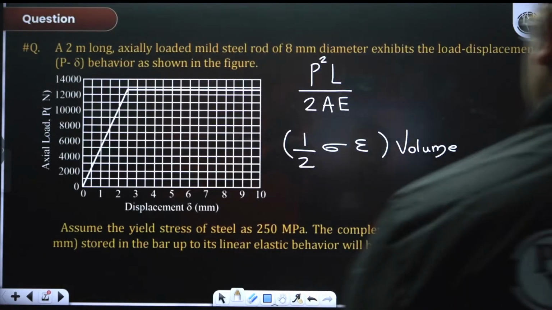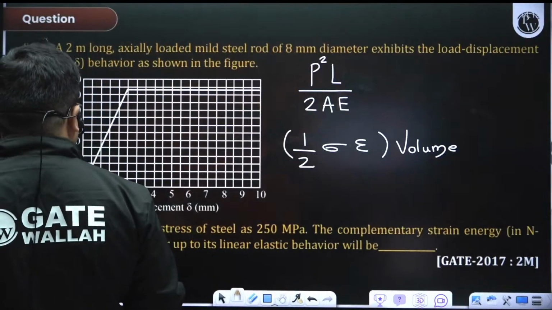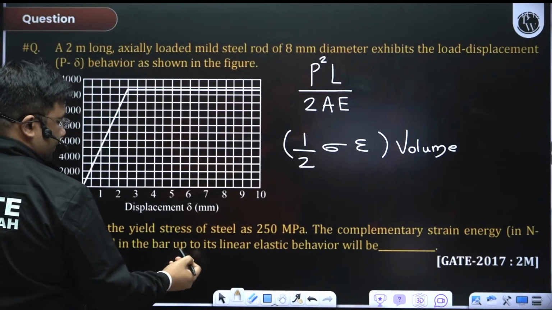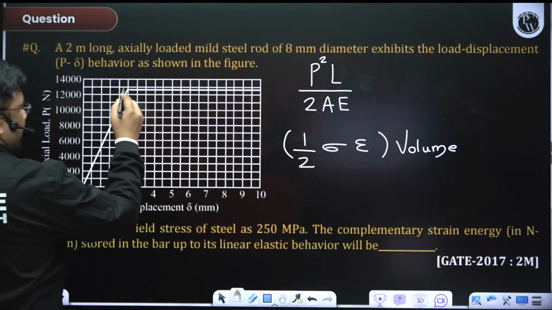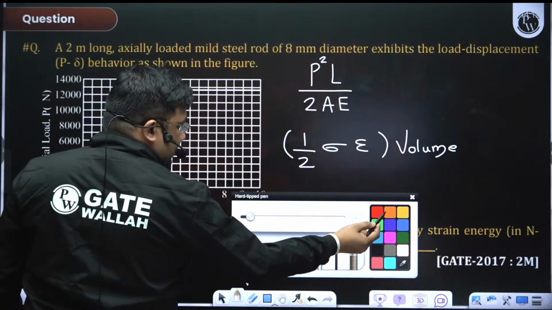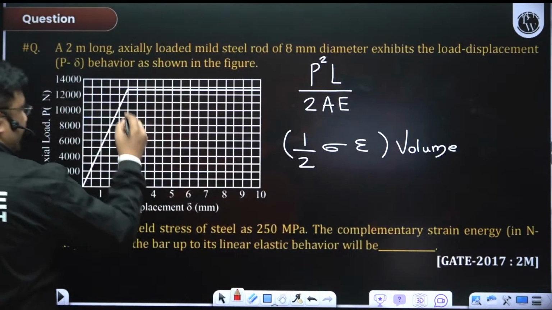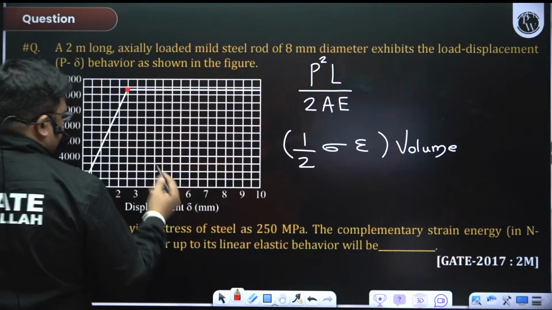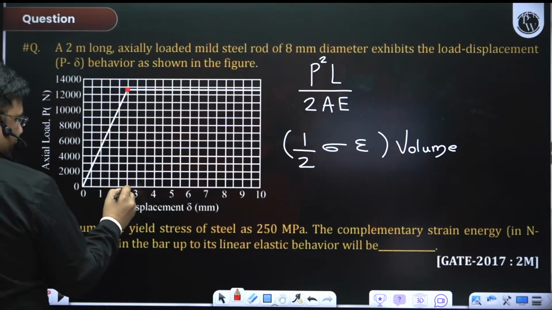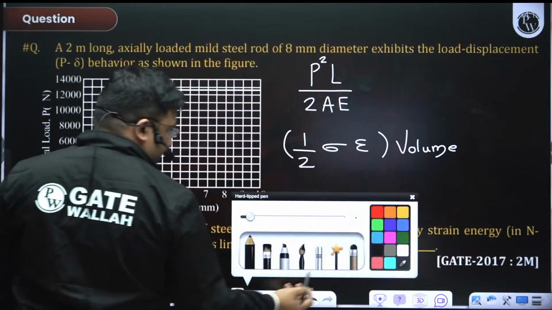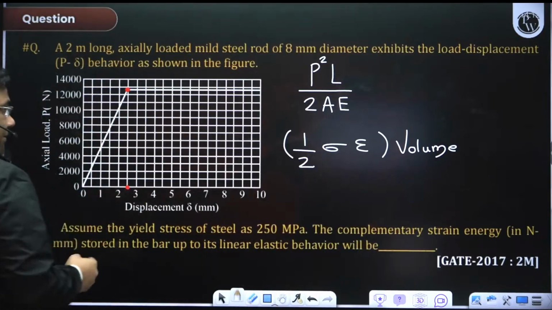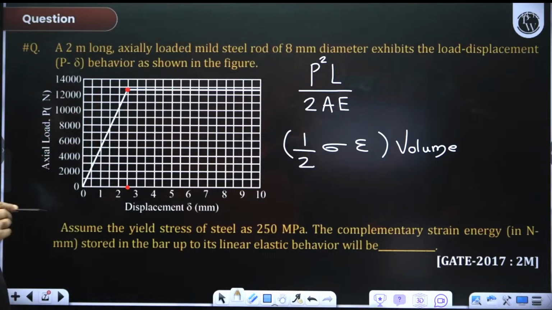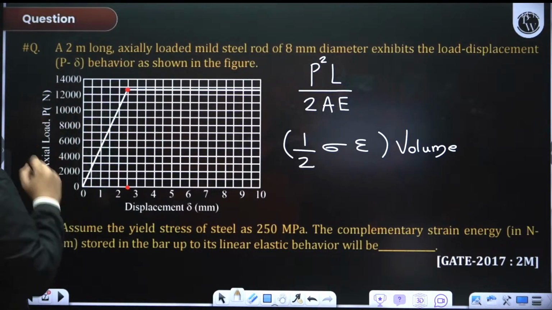Now see, this is load versus displacement. You see, it is written stored in the bar up to linear elastic. Up to linear elastic means till the elastic limit, this point, because after that it is plastic. Corresponding to this, the deformation is coming 2.5 mm. But you see, the load cannot be found out from here.